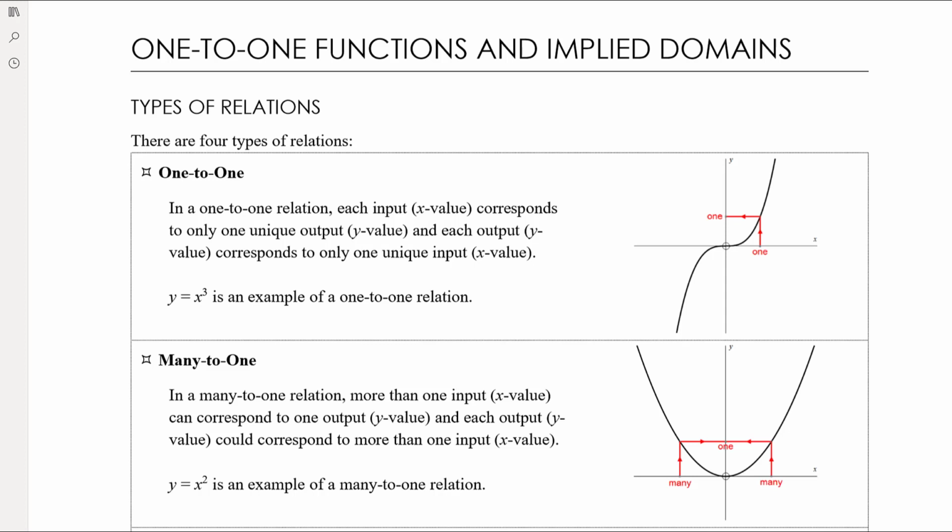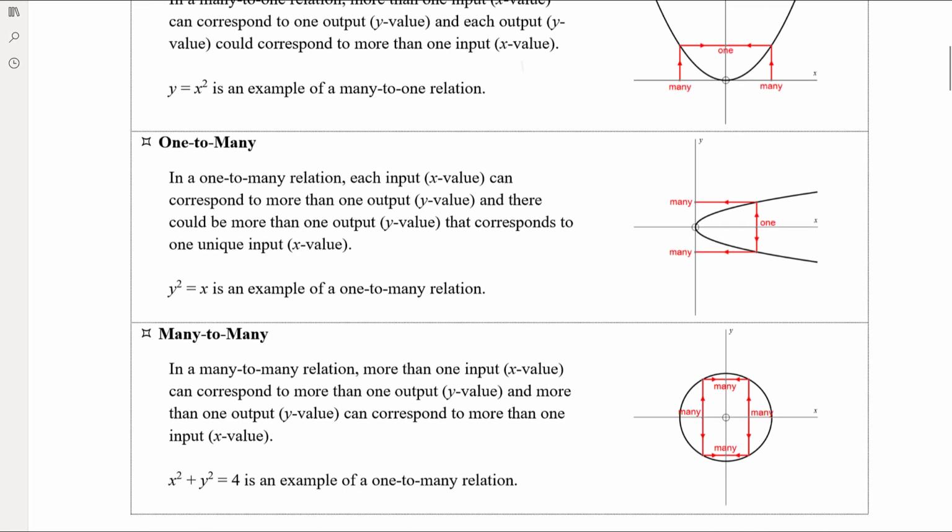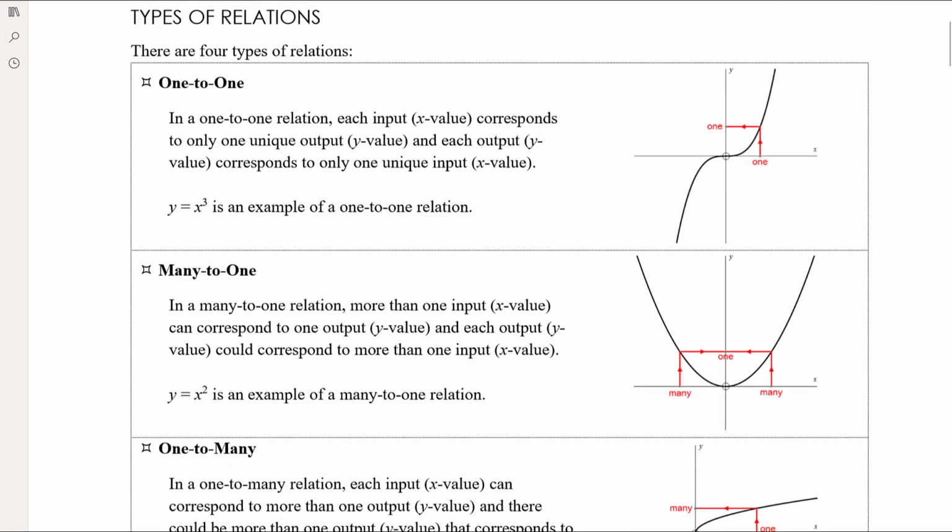So essentially, all relations can be divided into one of four categories, okay? Either one-to-one, many-to-one, one-to-many, or many-to-many. When we look at the something to something, we're talking about input to output, okay? So a one-to-one function means that for every one piece of input, one x value, there is one unique y value, and vice versa as well. For every one y value, there is one unique x value.